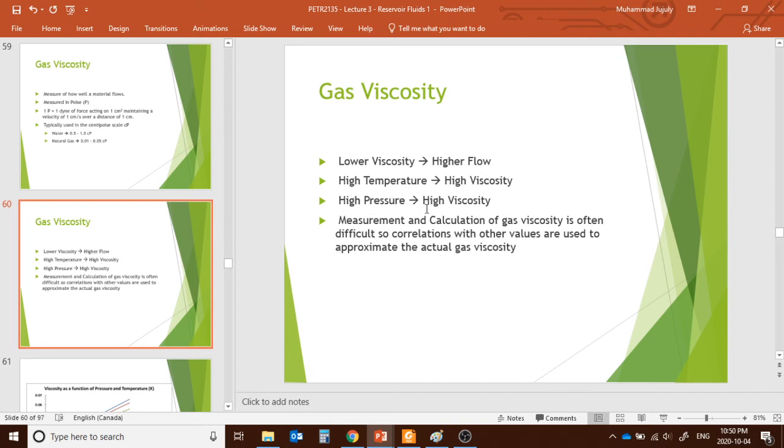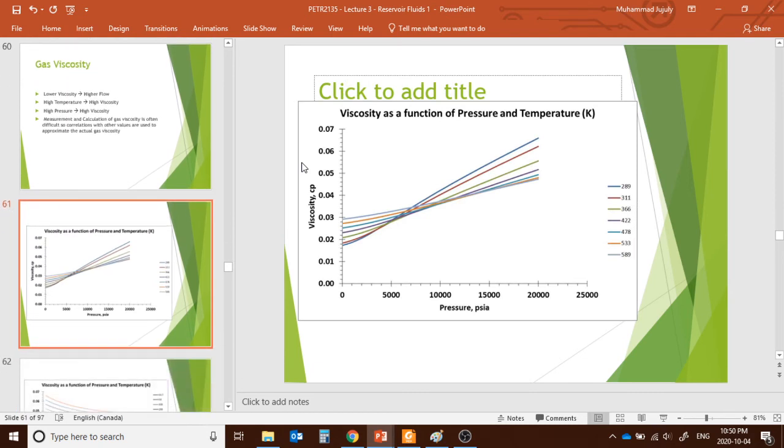By increasing high pressure. But if you increase the temperature, in the case of natural gas, it is high viscosity, which is totally opposite for oil or any kind of liquid. If you increase the temperature of the liquid, it would be lower viscosity. So this is a very important thing to remember. This is the temperature, viscosity, and the pressure correlation.